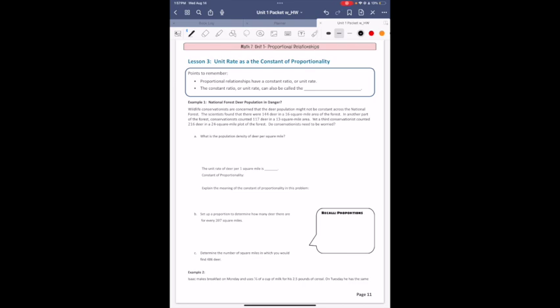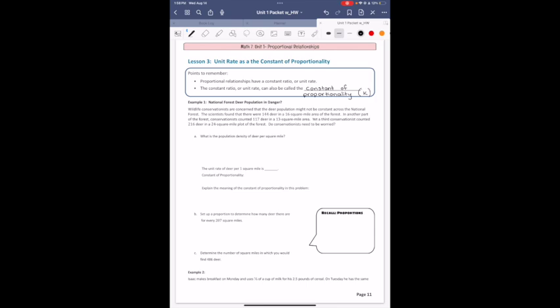And then a constant ratio can also be called the constant of proportionality. So that is the thing that we are learning about today, is the constant of proportionality. And it is the same thing as a unit rate, just a more formal name. And when we think about the constant of proportionality, we're going to use the variable k.